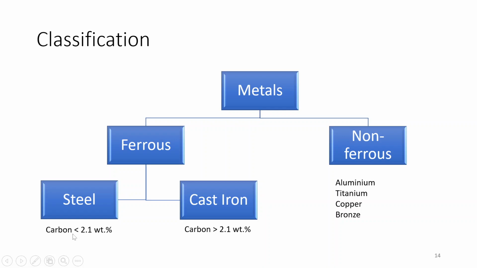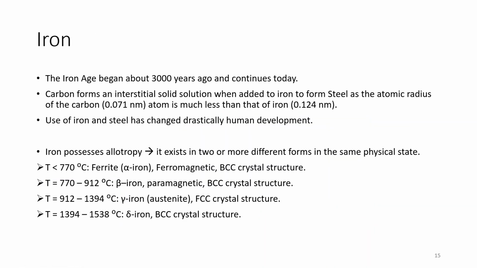Steels are the ones with carbon weight percent less than 2.1 weight percent, and in cast iron you will be having carbon weight percent more than 2.1 weight percent. And in case of non-ferrous materials, you will be having all elements, all metals other than iron. So aluminum, titanium, copper, bronze, all these metals and alloys will be non-ferrous. Firstly, you have iron.